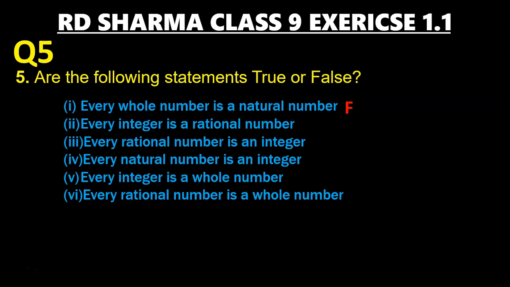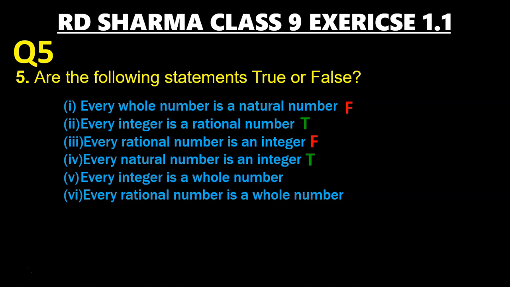Question number 2. Every integer is a rational number. That is true. If we take an integer like negative 5, negative 5 is an integer, and it can be written as a rational number as negative 5 by 1. Third, every rational number is an integer. That is false, because rational numbers such as 5 by 9 is not an integer, but only natural numbers which have 1 as a denominator are integers.